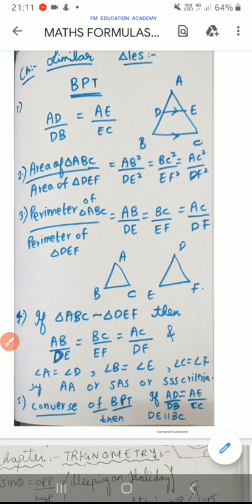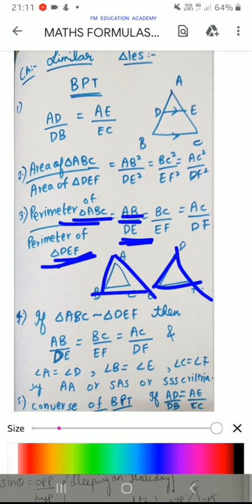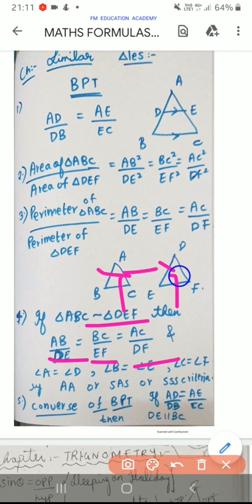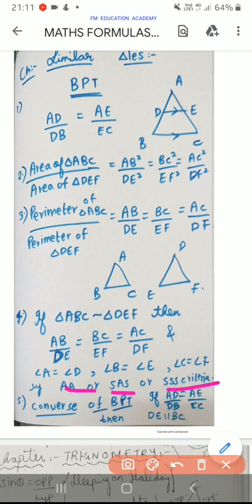Then we have, whenever two triangles become similar, the ratio of the corresponding sides will be equal. That is, AB by DE will be equal to BC by EF will be equal to AC by DF. How? Either by angle criteria, or SAS criteria, or SSS criteria. You have three criteria in similar triangles.